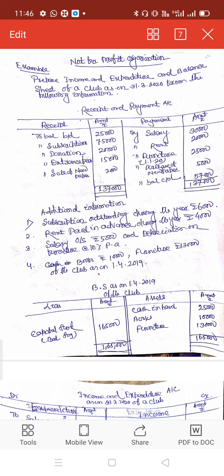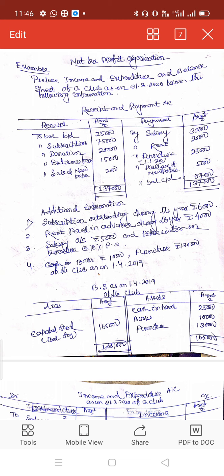The amount received from the members of the organization to carry on organizational activities smoothly is known as subscription. It will be shown in the receipt and payment account on the receipt side and in the income and expenditure account on the income side. It is the main source of income for the organization.